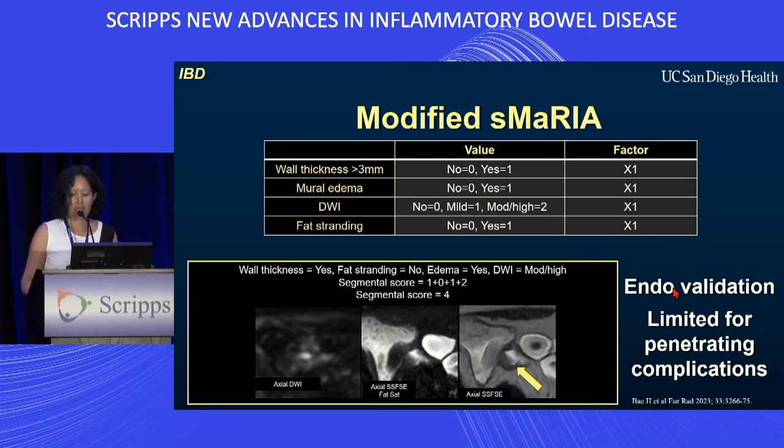This one also has been endoscopically validated, but it does have limited sensitivity for penetrating complications. You'll notice that ulcer's not in here, right? And I really make a big deal of ulcerations. I think that you guys do too. And so we're going to have to see how useful this modified Maria would be.